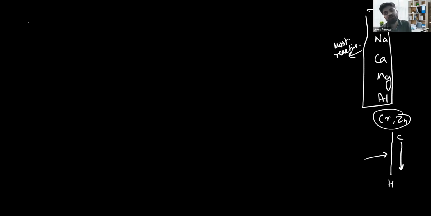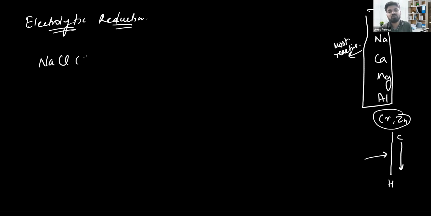What we need to do is electrolytic reduction. Electrolytic means, in simple terms, we use electricity for this one. Let me explain what we do here. For example, if you have NaCl, sodium chloride, we use molten NaCl. We just melt it into liquid form. We heat it so much that it melts, and then we pass electricity through it. On passing electricity, we get Na solid and Cl2 gas.